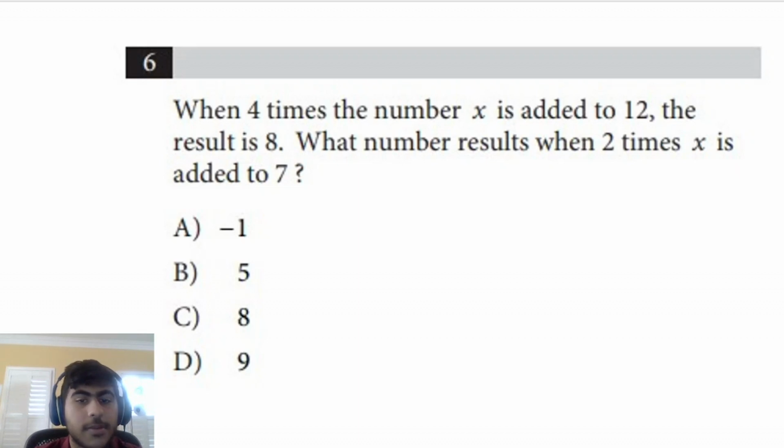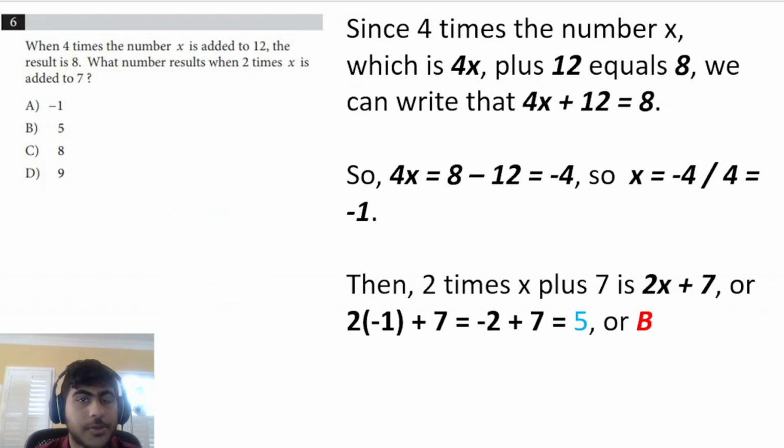So, if 4 times x, which is 4x, plus 12 equals 8, then 4x equals 8 minus 12, or negative 4. So x equals negative 4 divided by 4, or negative 1. Then, since we know that 2 times x is 2x, plus 7 is just 2x plus 7, that would be 2 times negative 1, negative 2, plus 7. Negative 2 plus 7 is 5, which is answer choice B.